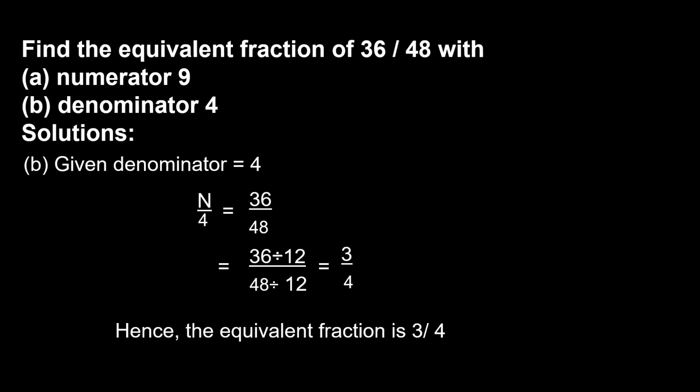Find the equivalent fraction of 36 divided by 48 with denominator 4. Okay. So the denominator is 4. 36 divided by 48. We should find the numerator. So when you divide 48 by 12, we get 4, isn't it? We get 4. 48 divided by 12 is equal to 4. So we should divide the numerator also by 12. 36 divided by 12, 48 divided by 12. We get 3 by 4. So what is the numerator we got? 3.